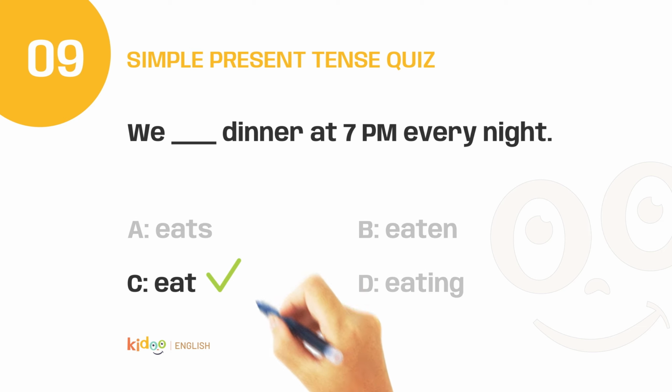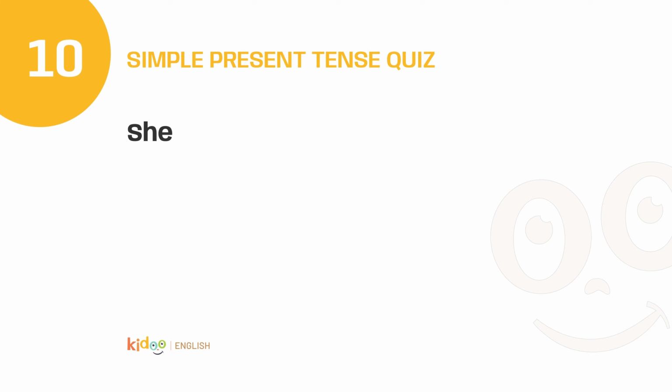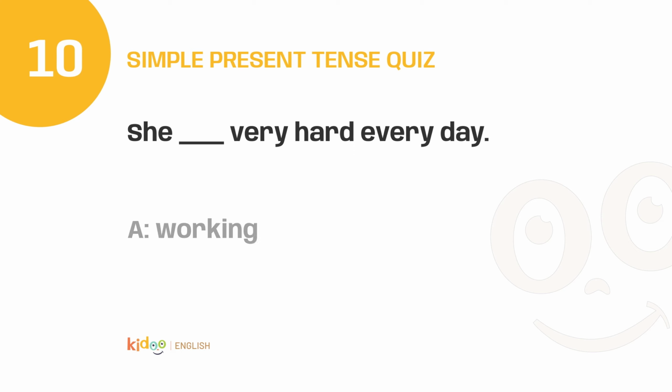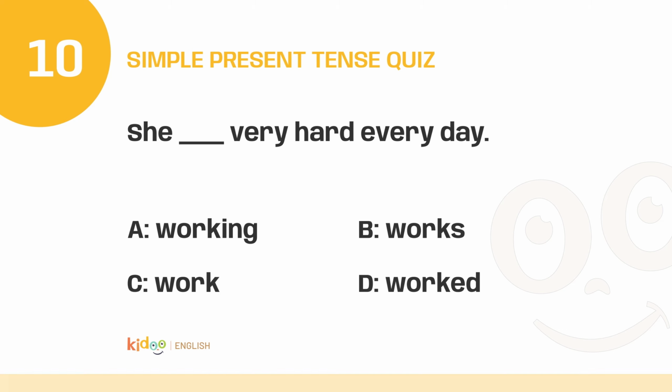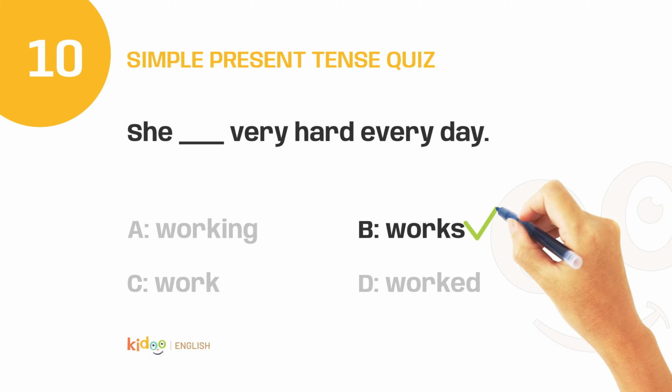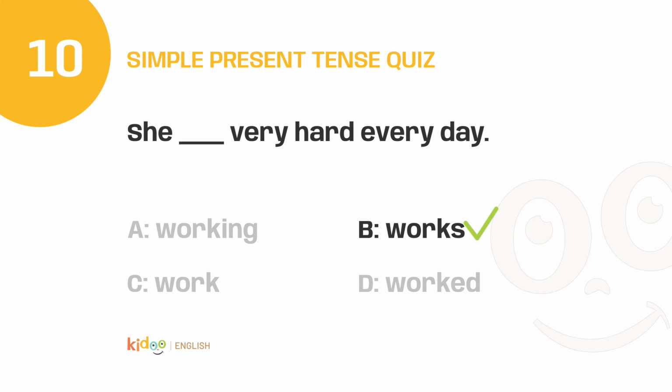We eat dinner at 7 p.m. every night. We is plural, so it uses the base form eat. She works very hard every day. She is singular, so the verb work takes s to become works.